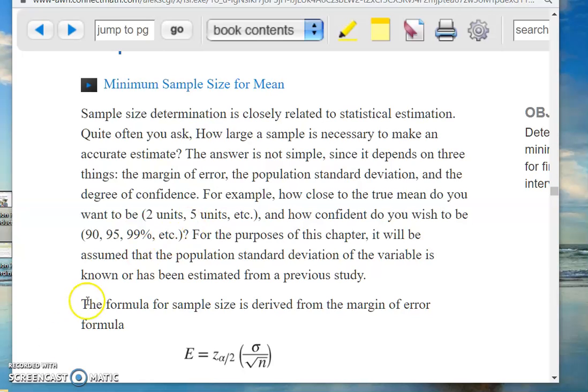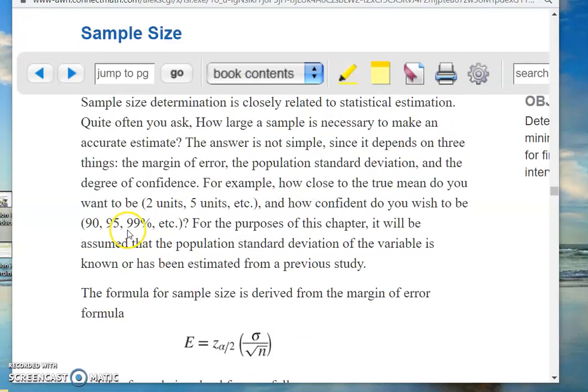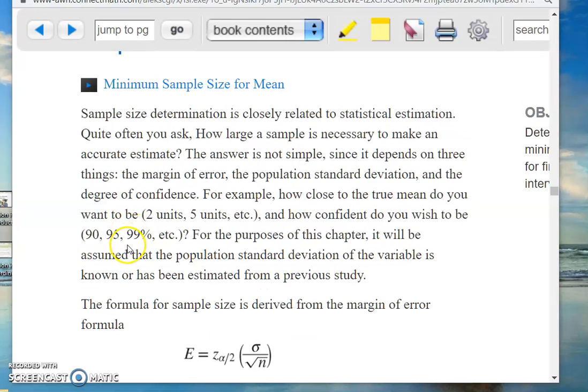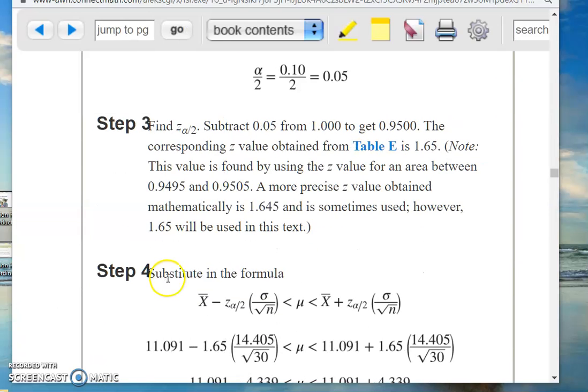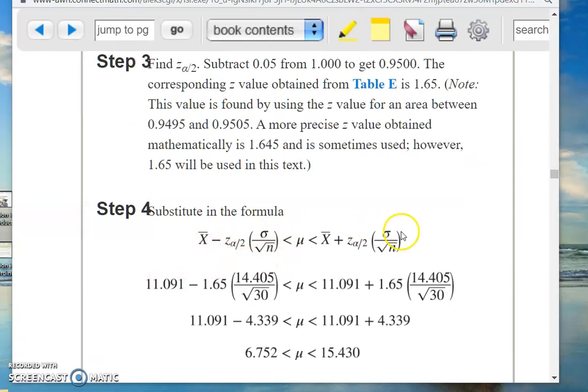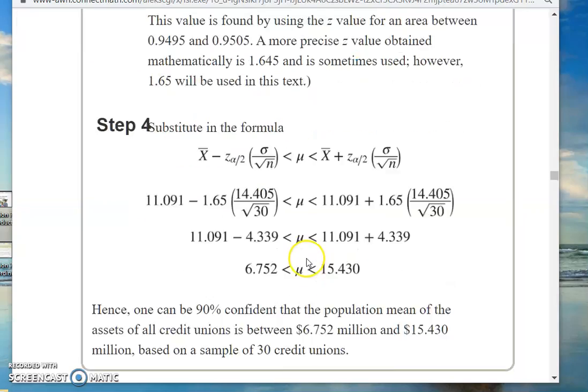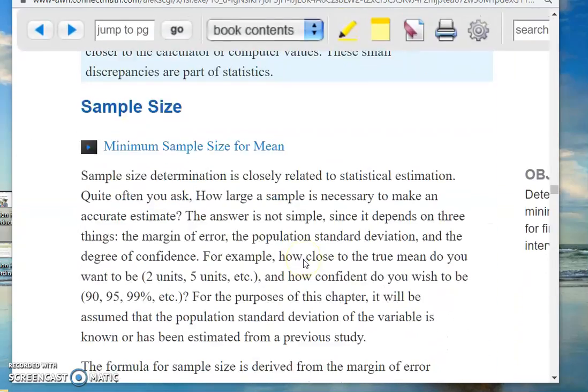Here's the concept. Remember that in this formula, I hate to keep bouncing back and forth. It's going to make you crazy, but here's an example of the formula. This right here is the margin of error. We talked about that before. So mu is within this interval. It's x bar plus or minus the margin of error. It's in that interval. Okay?